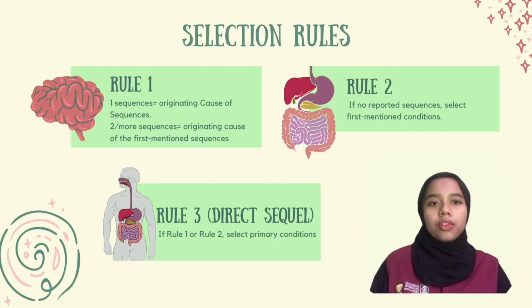Rule number 2: if there is no reported sequence, we should select the first mentioned condition. Rule number 3 is called direct sequel, which is if rule number 1 or rule number 2 did not apply, we need to select the primary condition as our sequence.